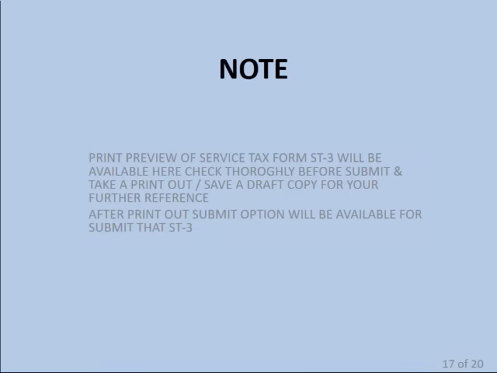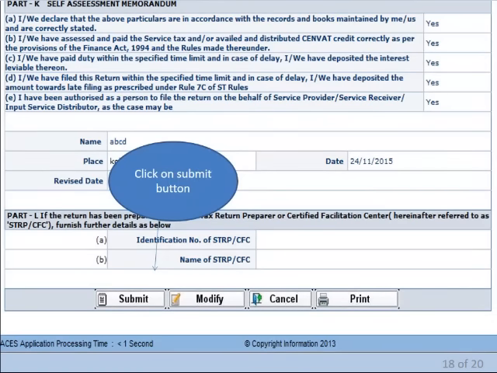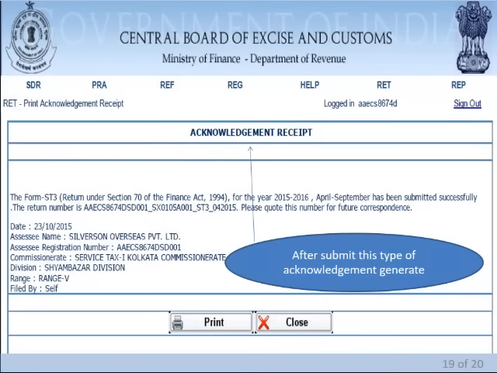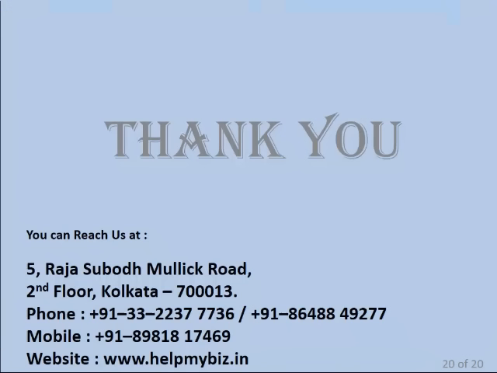The print preview of the service tax form ST3 will be available here. Check everything before submitting and take a printout or save a draft copy for your further reference. After the printout, the submit option will be available to submit the ST3. So here, after checking all the information above, click on the submit button to submit all the data. After submit, this kind of acknowledgement will be generated. This is the acknowledgement received.